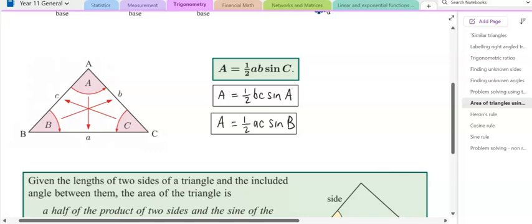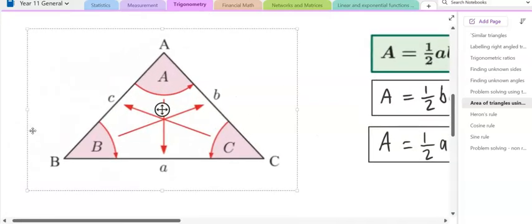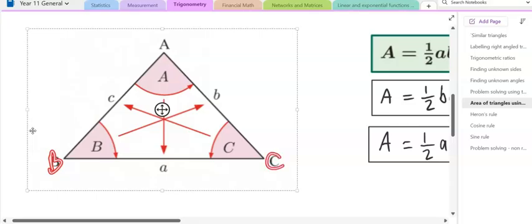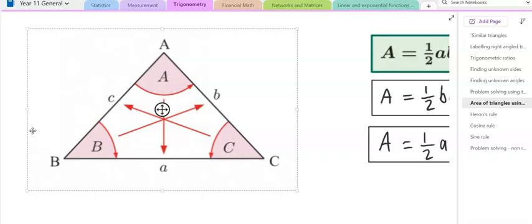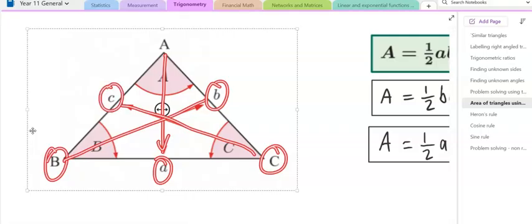First thing you need to do though is to label your triangle and start with the vertices. So start labeling those points or those angles with a capital A, a capital B, and a capital C. And directly opposite those capital A, B, and C values, you will label the side lengths with a lowercase a, lowercase b, and a lowercase c.